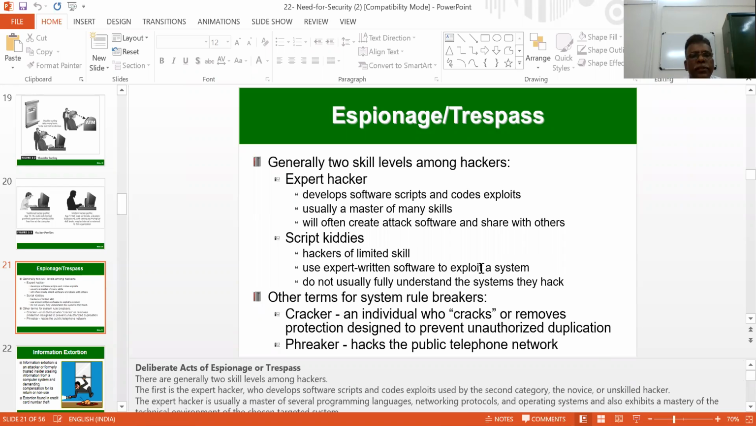And script kiddies are hackers of limited skill, because they are not in a position to work at the programming level or understand the technological aspects. So we can call them script kiddies. Hackers of limited skill use expert-written software to exploit a system. They have their own level of a programming approach.